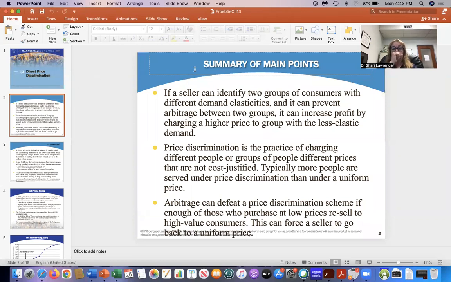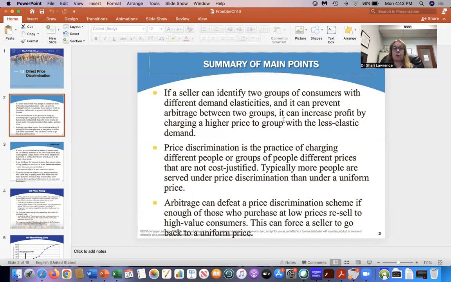Direct price discrimination is the practice of charging different groups of people different prices that aren't basically cost justified. So instead of a more uniform pricing structure where they charge the same price to everybody, they're discriminating based on different groups of people. It's direct price discrimination if the seller can identify the two groups.